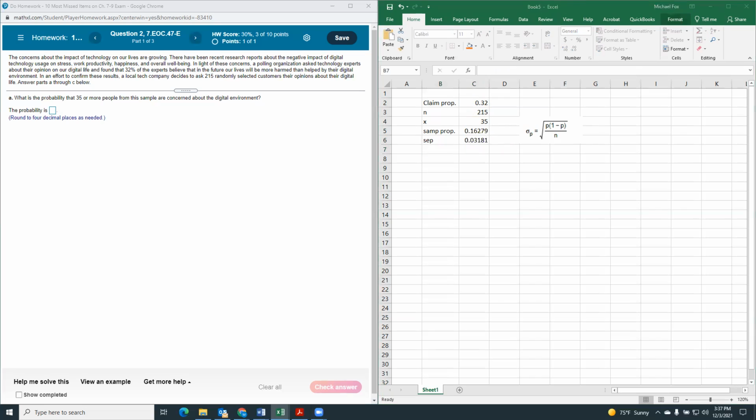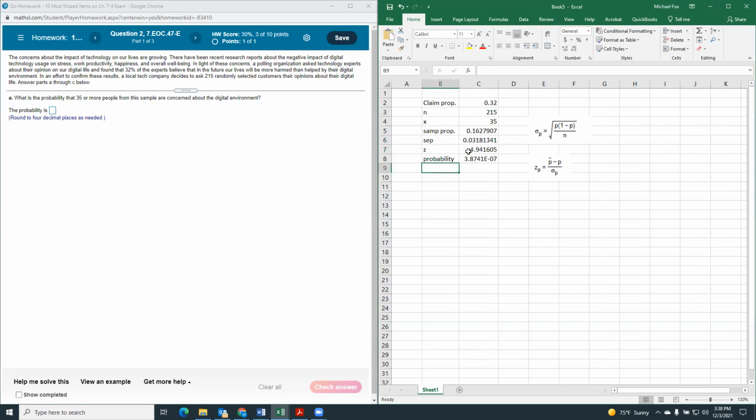And then once we have that, we can calculate the z-score. Here's the formula for the z-score. It's going to equal p bar, which is the sample proportion, minus p, which is the claim proportion, over the standard error of the proportion. And then to find the probability, we must use NORM.S.DIST for the z-score, true. That's going to give us the probability that it's less than that. I guess I should label that probability less.